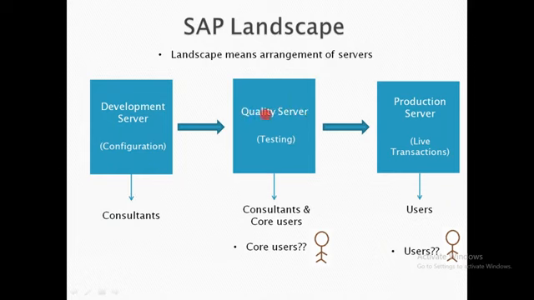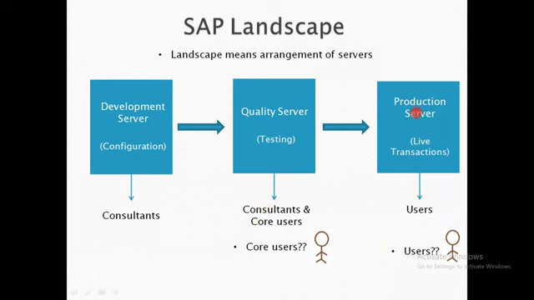Next, quality server. Quality server is for testing. Quality server will be used to test the scenarios. And quality server will be used by consultants and core users. We already discussed users. Who is a core user? A core user is also an employee of the client who has good experience and exposure in the client's business process. Example, senior people, senior managers, like that. So quality server will be used by consultants and core users.